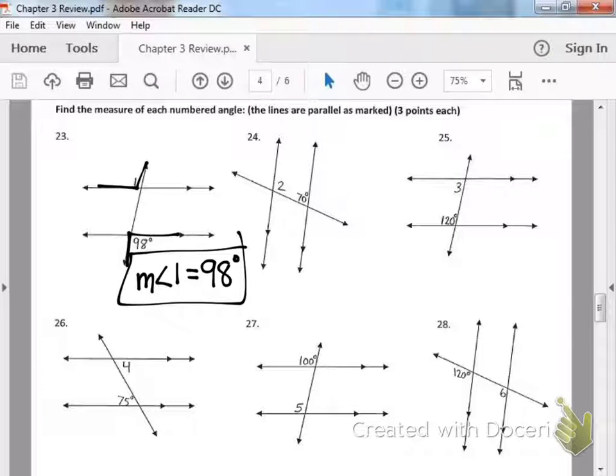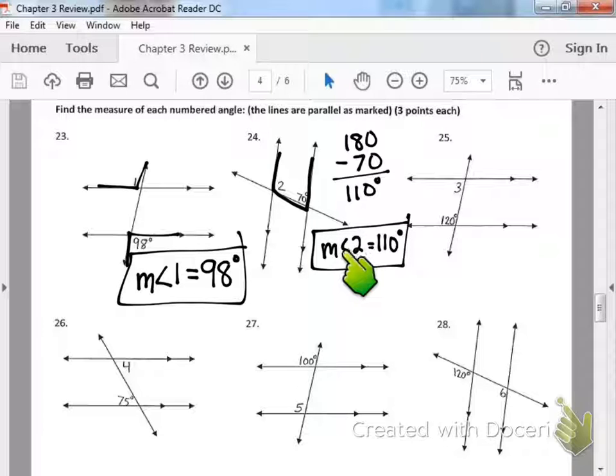All right, 24. We're looking for the measure of angle 2. What type of angles are these? Same side interior. Same side interior angles are not congruent. What are they? Supplementary. So you're going to take 180 minus 70. That's going to be the measure of that angle. So here the measure of angle 2 is 110.